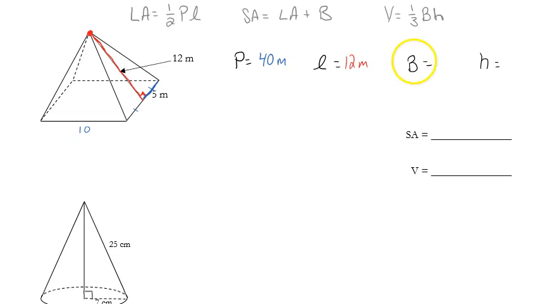The base, or capital B, is the area of the base. This is a square. It's going to be 10 times 10, which is going to be 100 meters squared.